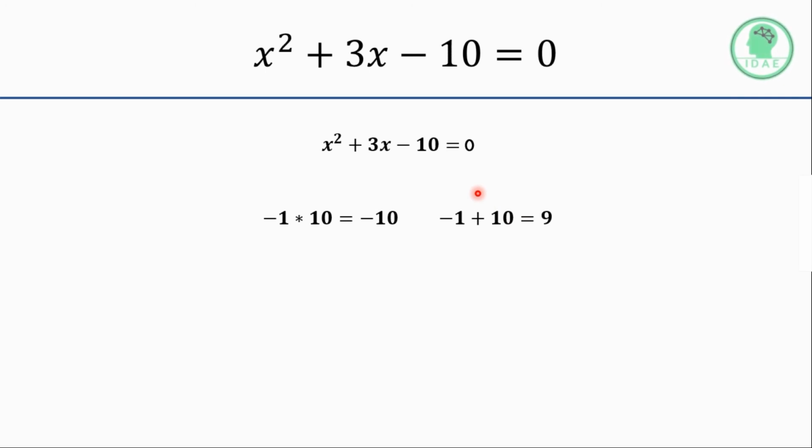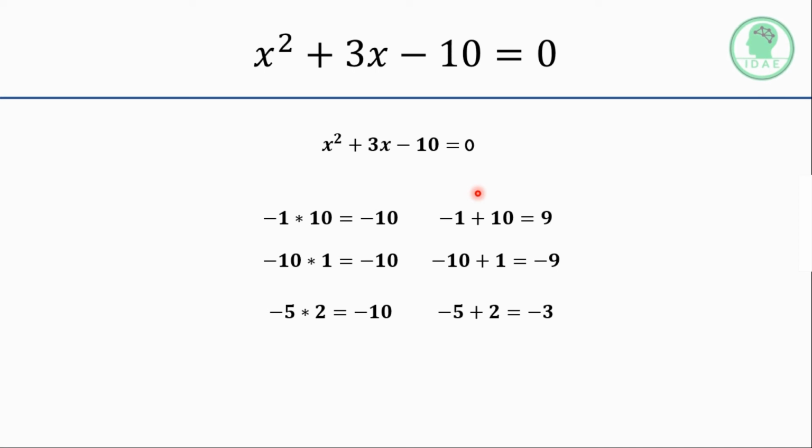So let's search for two other numbers. And this is negative 10 times 1, which is negative 10, negative 10 plus 1, which is negative 9. And we don't need that. So we'll go. We have negative 5 times 2, which is negative 10. And we have negative 5 plus 2, which is negative 3. But that's not the thing we want. We want positive 3, not negative 3.